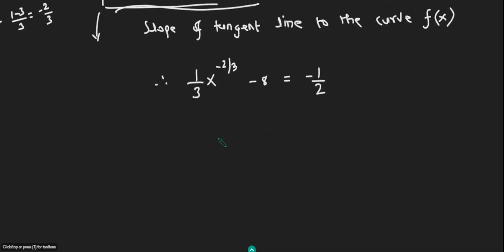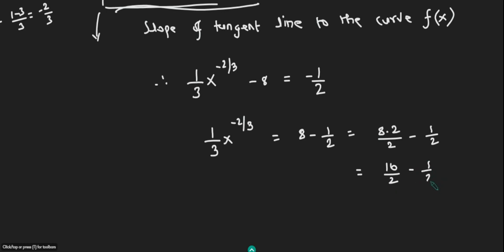Let's do that. I add 8 to both sides, so I get 1/3 x raised to the power of negative 2/3 equals 8 minus 1 by 2. We can simplify this. We multiply and divide 8 by 2, so this gives 16 by 2 minus 1 by 2 equals 15 by 2. So it is 15 half.